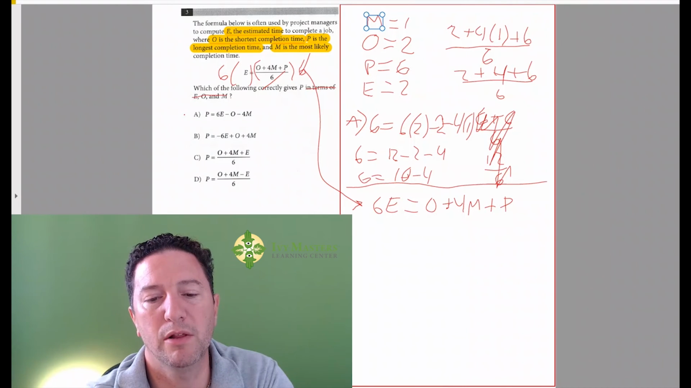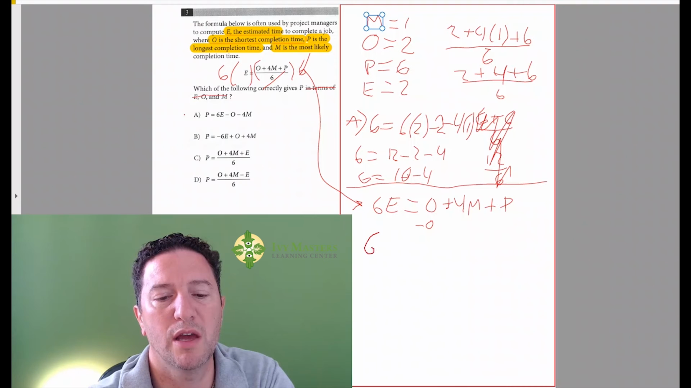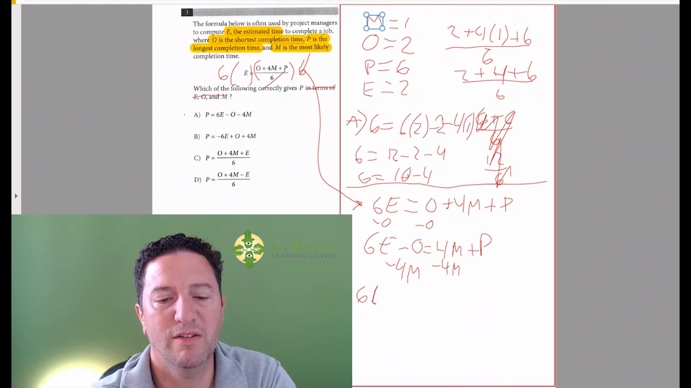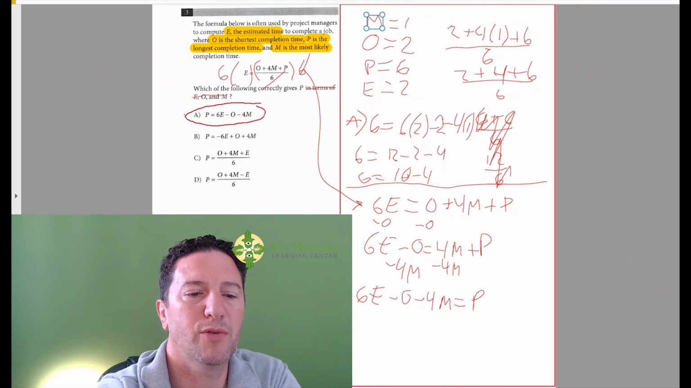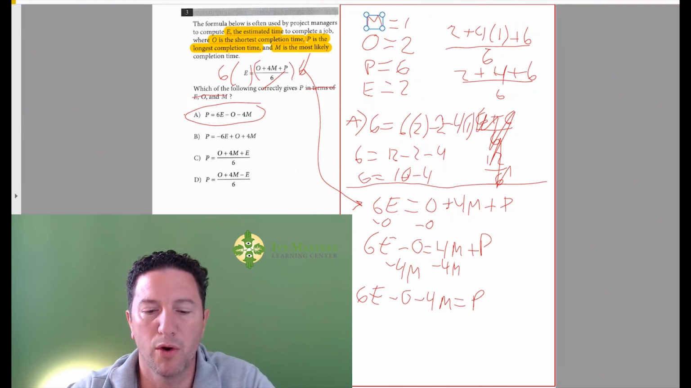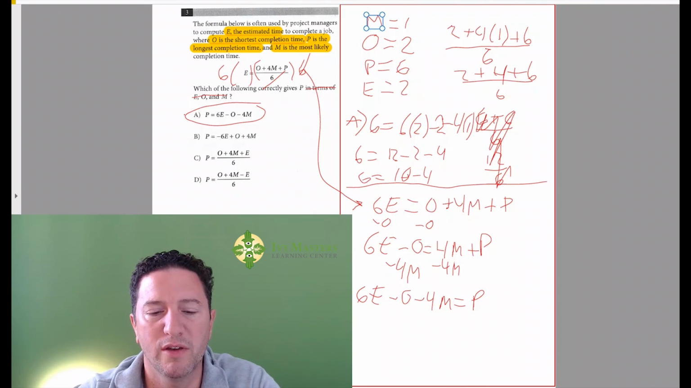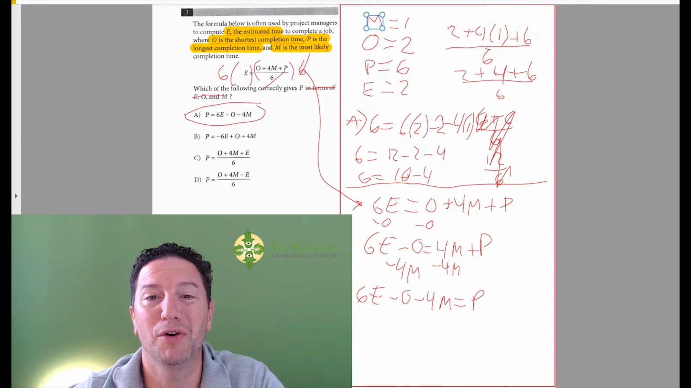And now to get the P alone, what do you have to do? Oh, I'll do this in 2 steps. Subtract O. So 6E, can't combine those two different variables, minus O equals 4M plus P. And then to get the P alone, what do you have to do? You have to subtract 4M. And then you get 6E minus O minus 4M equals P. And notice, this is in a bit of a different order. It's minus O minus 4M. I have minus O minus 4M. Oh no, it's in the same order. But anyway, that is your answer.